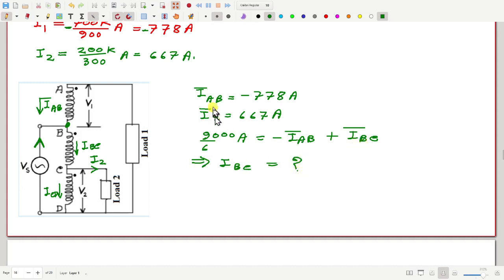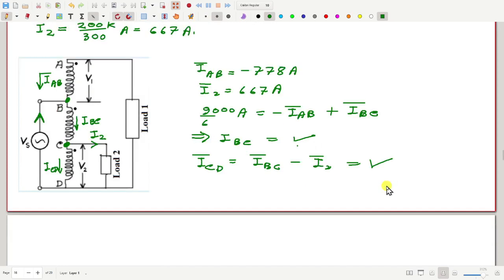Okay, so we know IBC, we know IAB. What is left? ICD. Also, we can use KCL at this node, node C. From that we can write ICD is equal to IBC, which we already know, minus I2. All of this is already known, so we also know this.